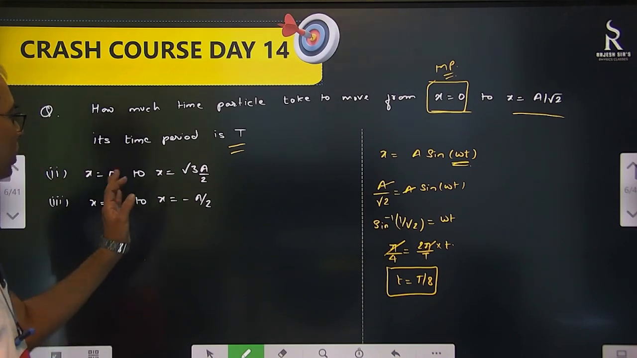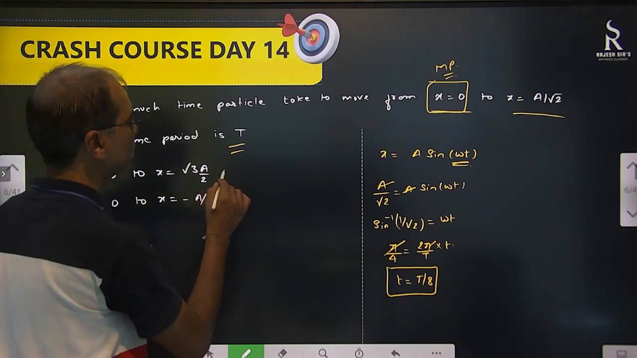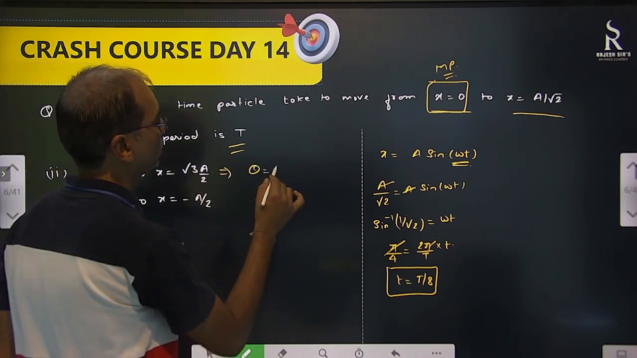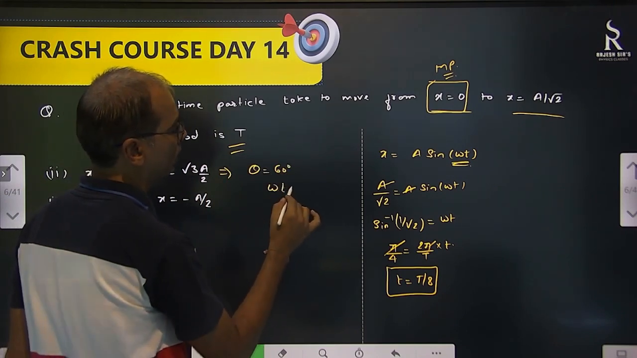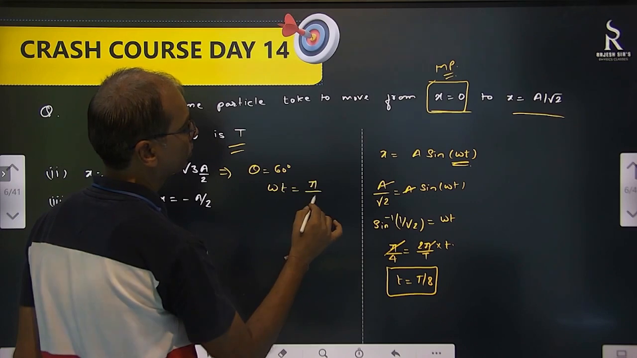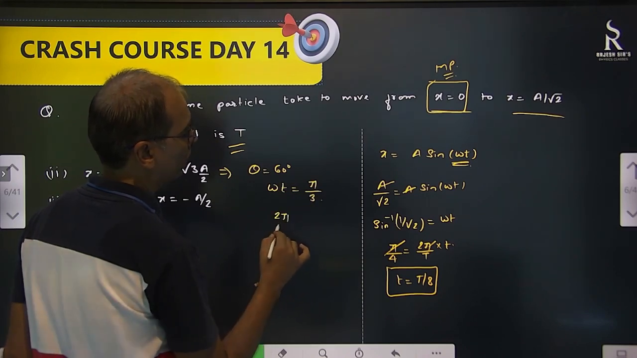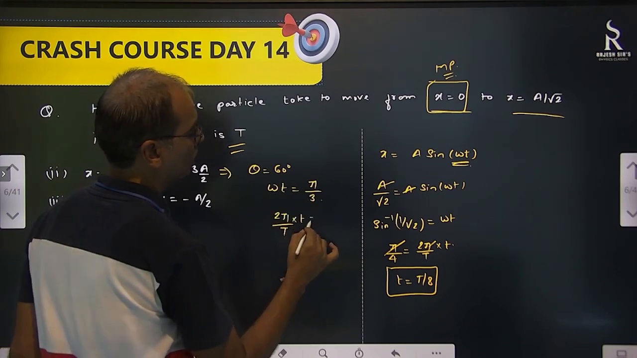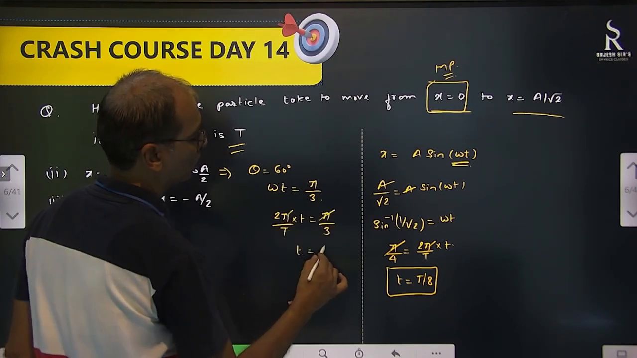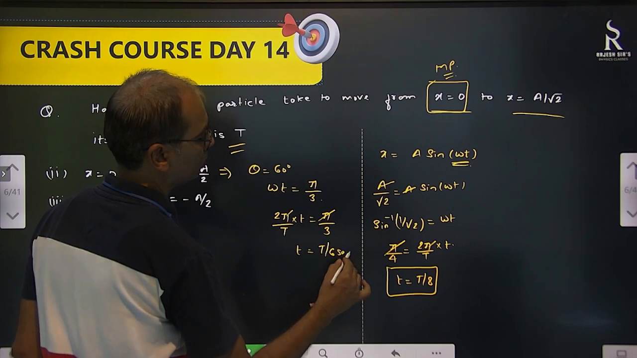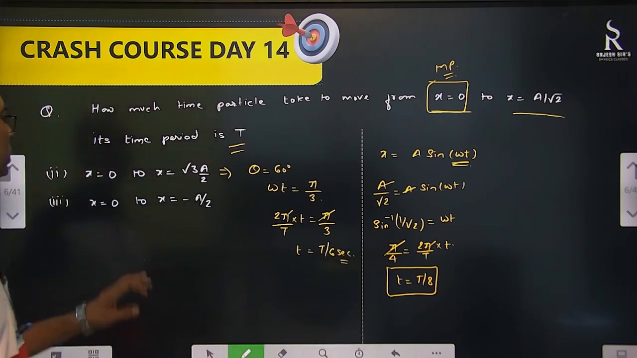Okay. So if we know that theta is 60 degrees, directly we can write theta equal to omega t. So omega t equal to pi by 3. 2 pi by T into t equal to pi by 3. Pi gets cancelled. t equal to T by 6 seconds. Particle will move from x equal to 0 to x equal to root 3 a by 2 in T by 6 seconds. That's all, over.